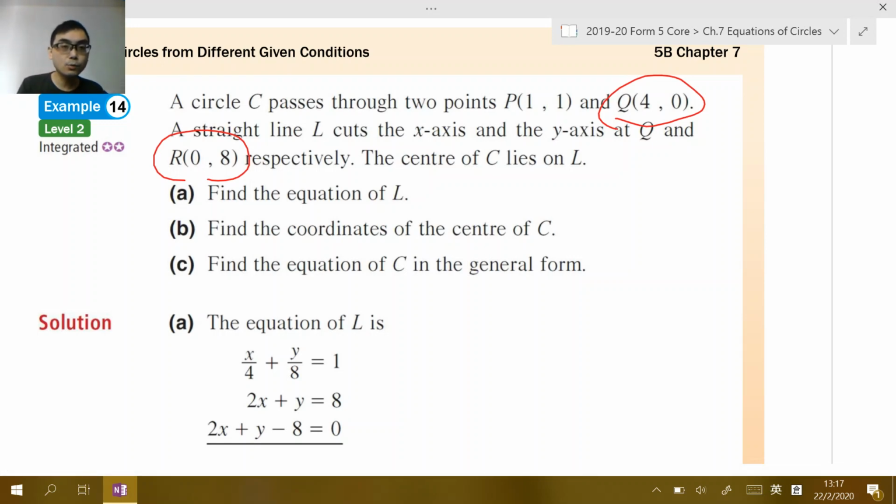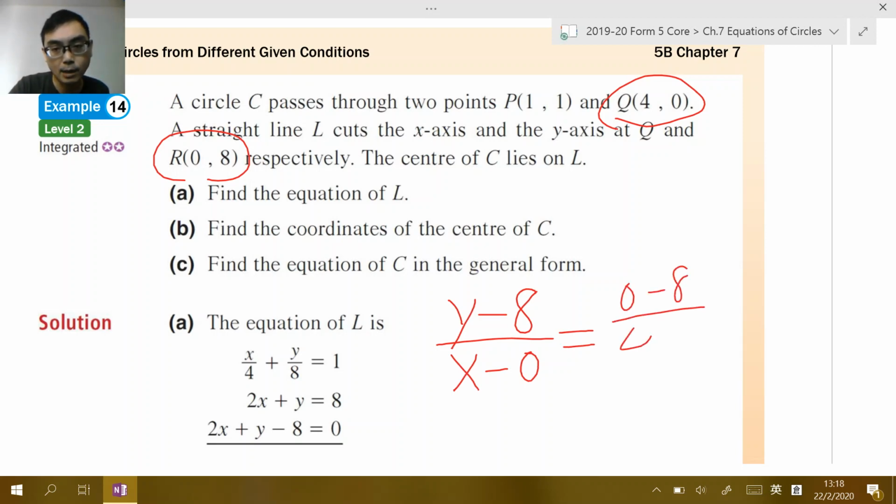So you can see both use the intercept form, but actually you can also use the standard way, as I mentioned before, that it should be y subtract the y of one point. For example, I take R, and x subtract the x coordinate of R equals the slope between Q and R. For example, this one should be 0 minus x and then 4 minus 0. So you can also use the standard way to get the equation of L by simply writing in this way. Both are the same. So A is very easy, but just recall what you learned in Form 4 Chapter 2, equation of straight line. B, find the coordinates of the center of C.